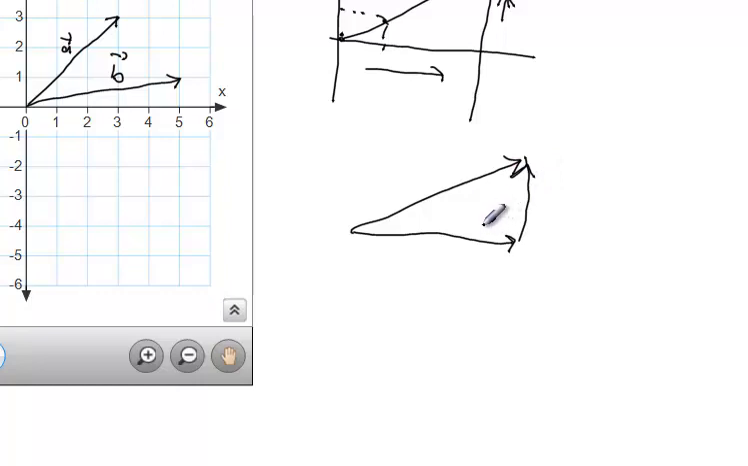This is what we call decomposition of a vector into a horizontal and vertical component.